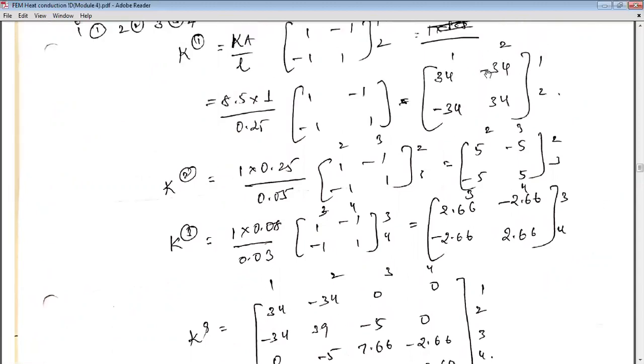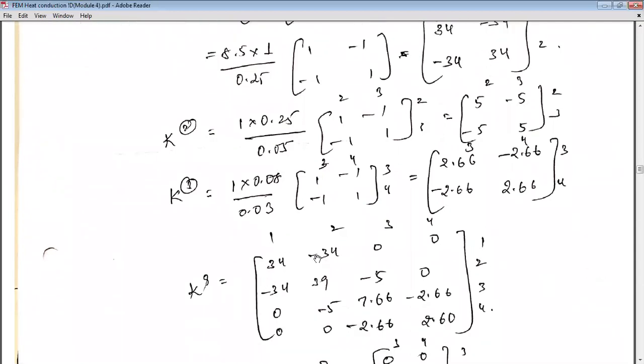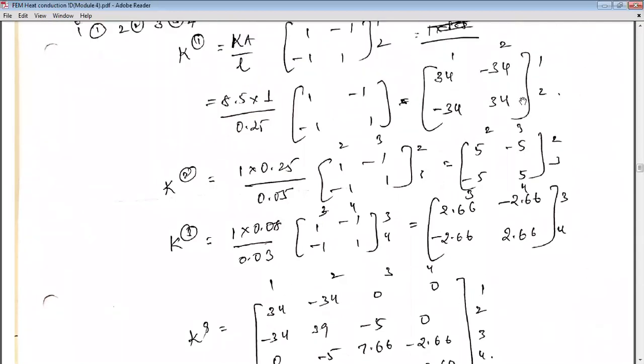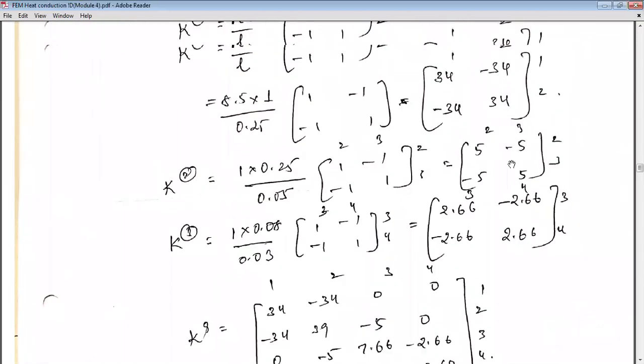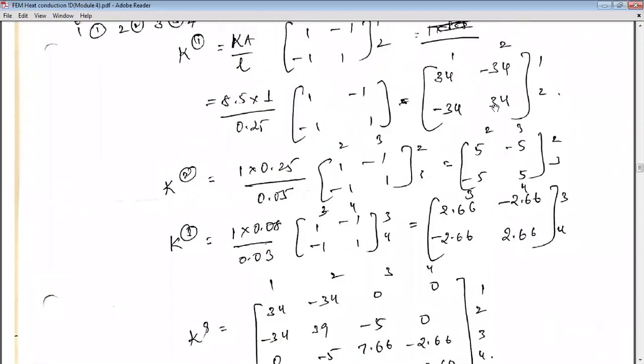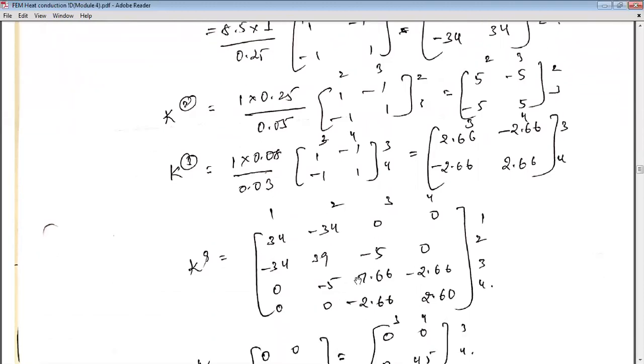Now from the individual matrices, go on filling this. What is 1 on 1? 34 from here. 1 on 2, minus 34. 3 of 1: there is no 3 of 1 in any of these matrices, so 0. 4 of 1: nothing is there, 0. Next, 1 of 2, minus 34. 2 of 2 is 34 plus 2 of 2 from the second element, 5. Observe here, 39. 3 of 2 is minus 5. 4 of 2: nothing is there, 0.